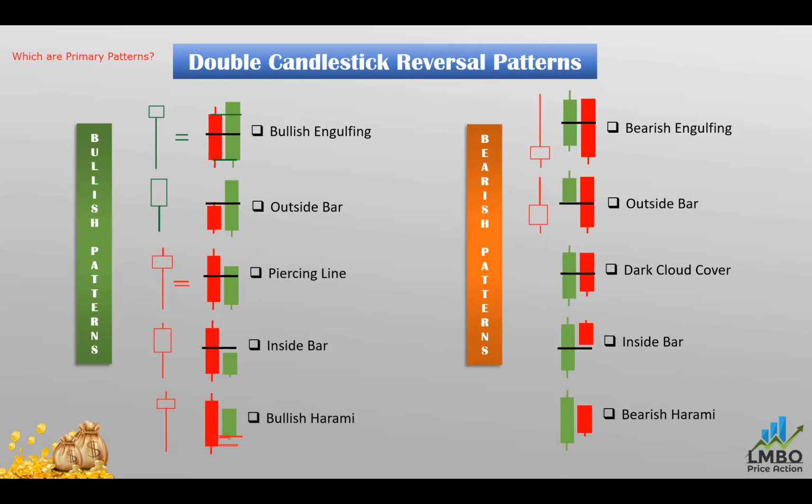And which will be this pattern? A dark cloud cover. What will we find? We will find this pattern. Okay. A little bit confusing, sir. Why is it confusing? Tell me where it's confusing. I can clear it.